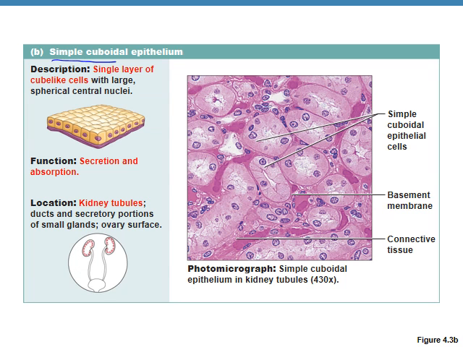The next type is simple cuboidal epithelium. It's a single layer, cube-like cells. They're important in absorption and secretion, and you find these in the kidney tubules. So they do both functions.